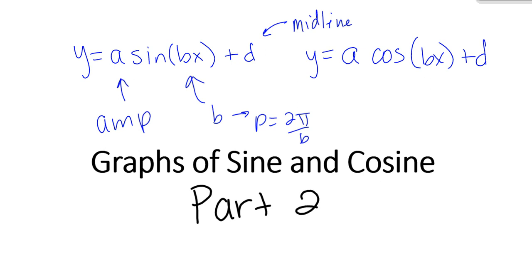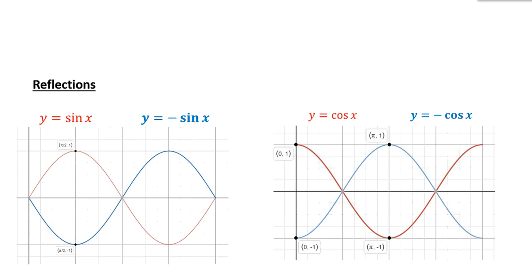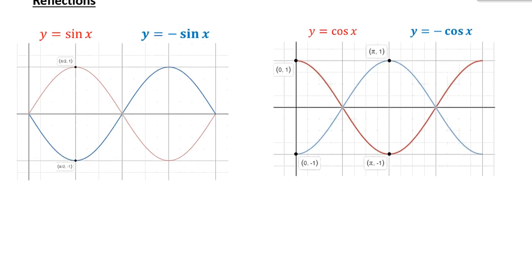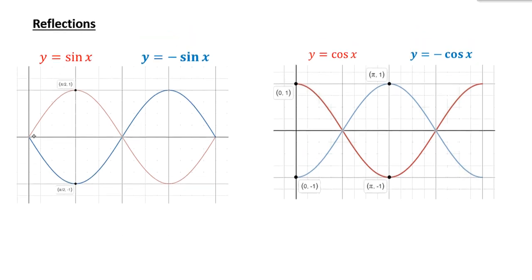But there's two more things, well, technically three, but two this time. One of them is reflections. So if you look at this one, red's the original, blue is the new one, and what's changed is a little negative out in front of here. It still has an amplitude of 1. The difference is that it's reflected.